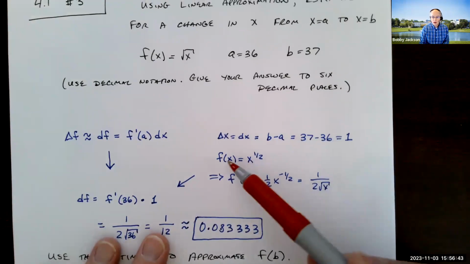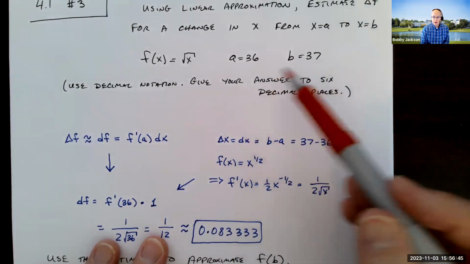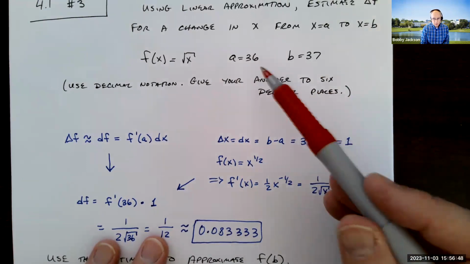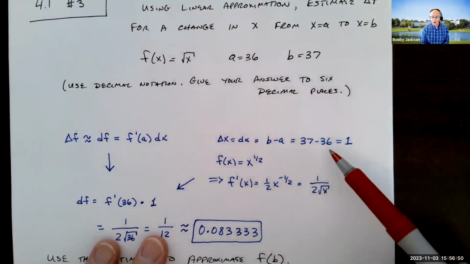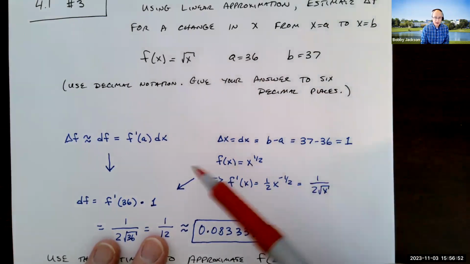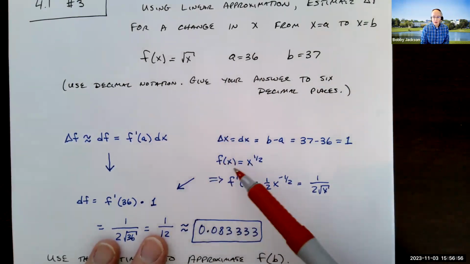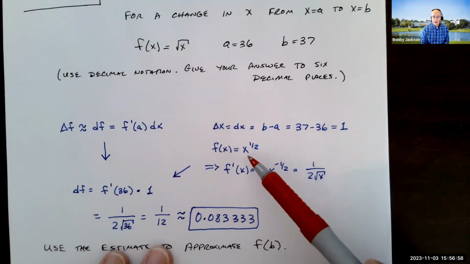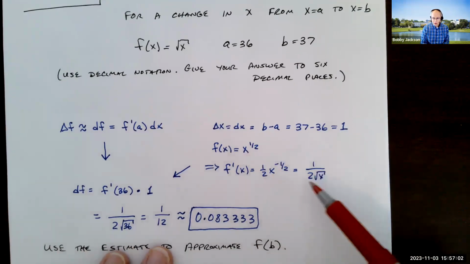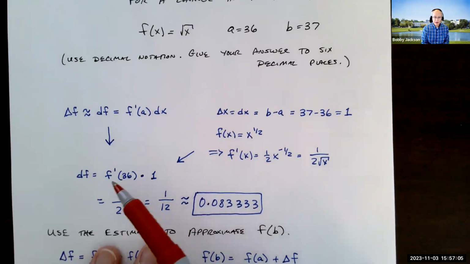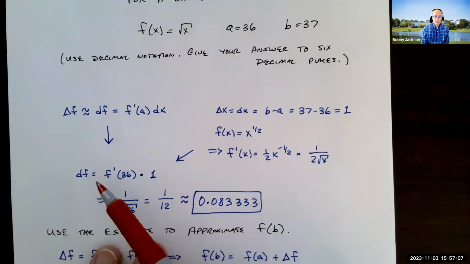Okay, so our delta x, as I said, is going to be the difference, b minus a. Here, b and a are 37 and 36, so our difference is just 1. So delta x is just going to be 1, dx is just 1. Now, to find f prime of a, we take our function, f of x is x to the 1/2. We take the derivative by the power rule, and we get our derivative here.